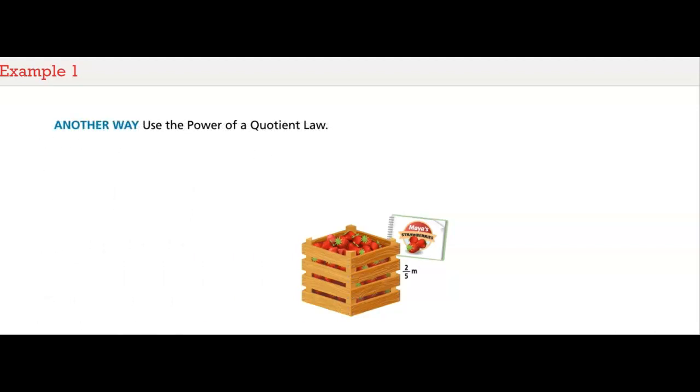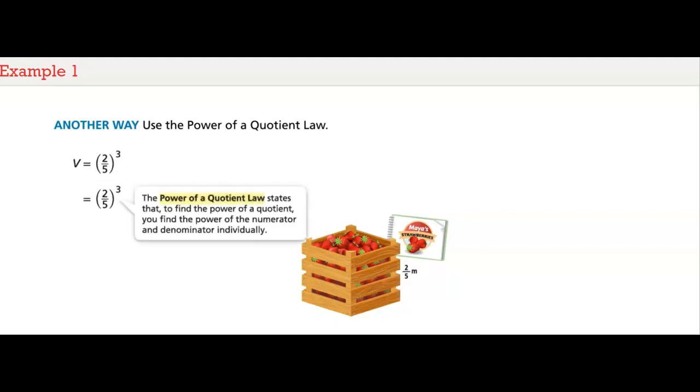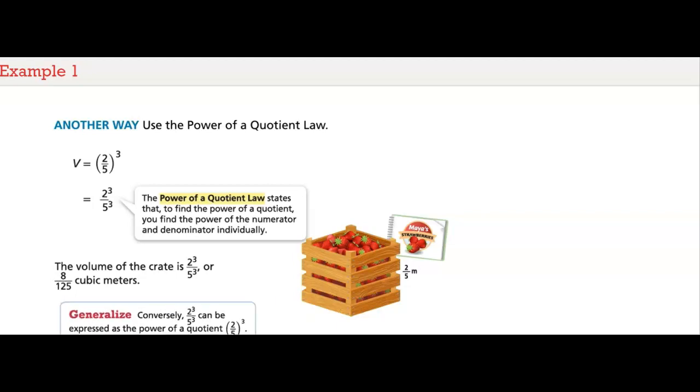Another way to find the volume of the crate is to use the power of a quotient law. The volume is the length of one side cubed. The power of a quotient law states that to find the power of a quotient, you find the power of the numerator and denominator individually. The volume of the crate is 2 to the power of 3 divided by 5 to the power of 3, or 8/125 cubic meters. Conversely, 2 to the power of 3 divided by 5 to the power of 3 can be expressed as the power of a quotient, 2/5 to the power of 3.